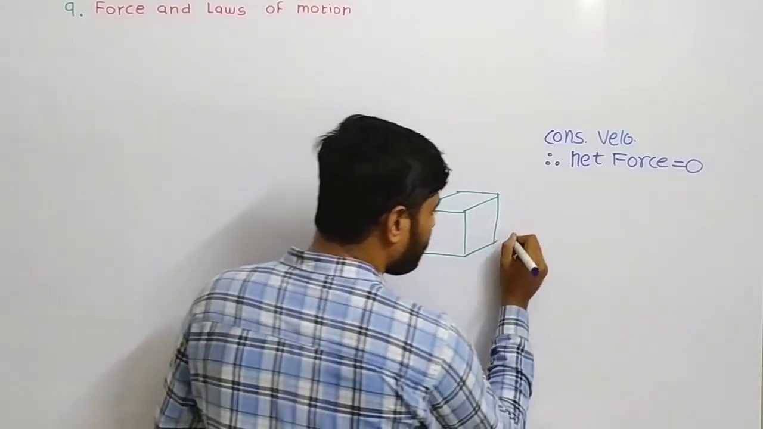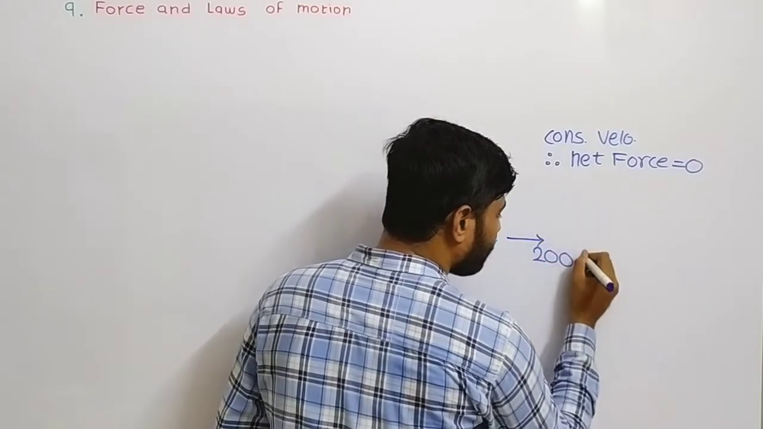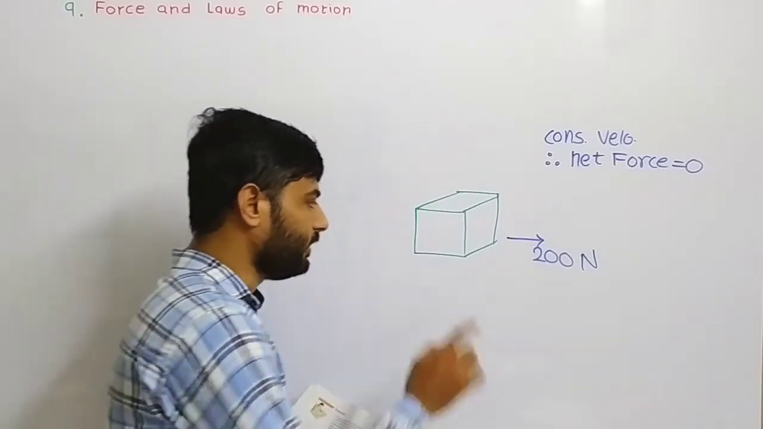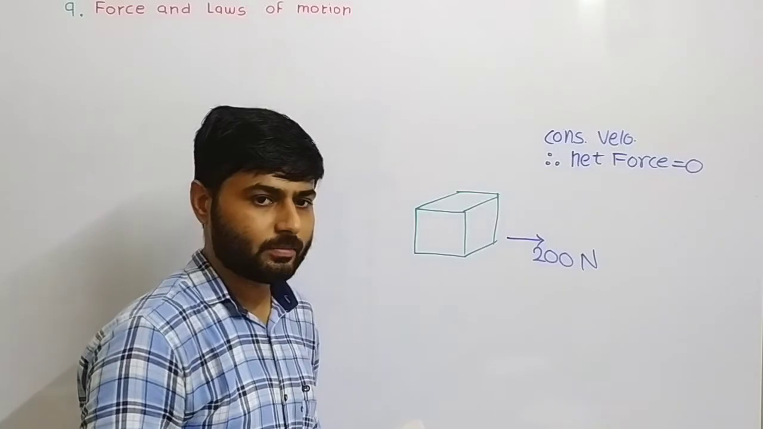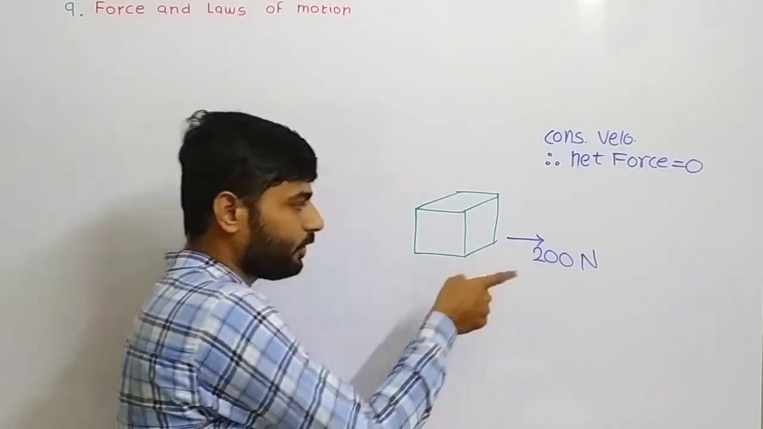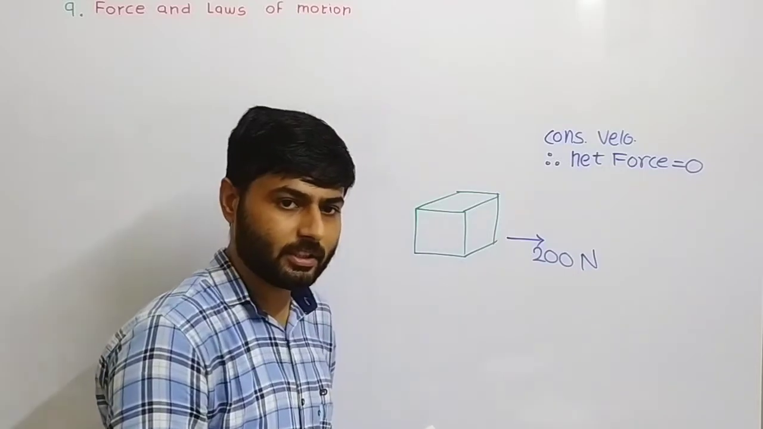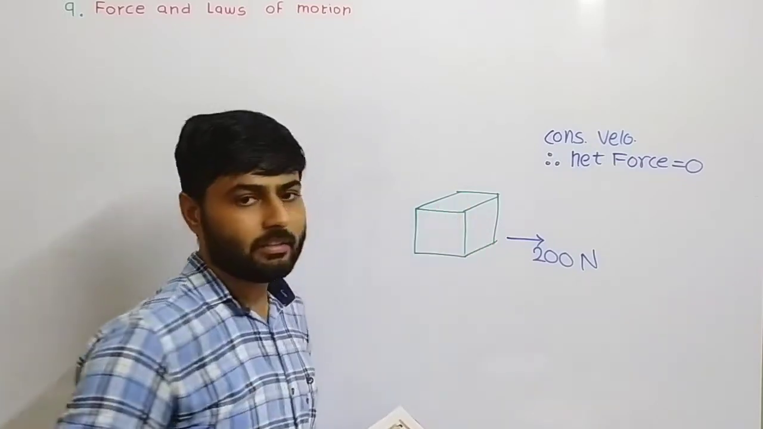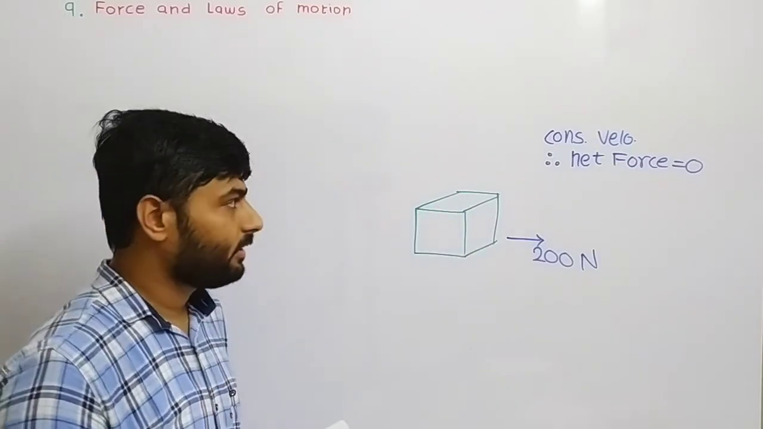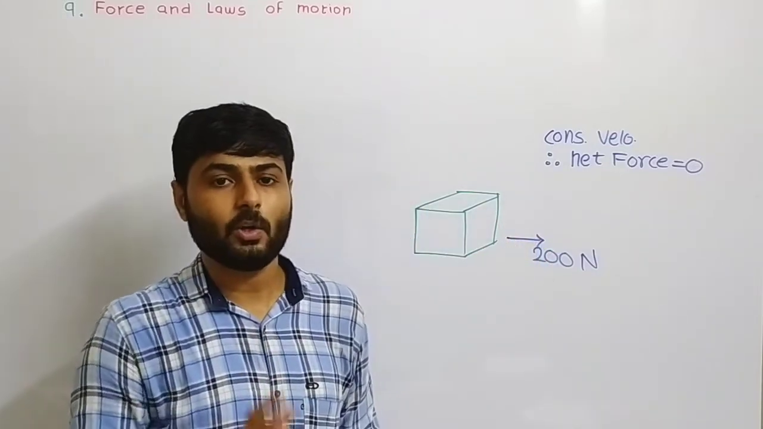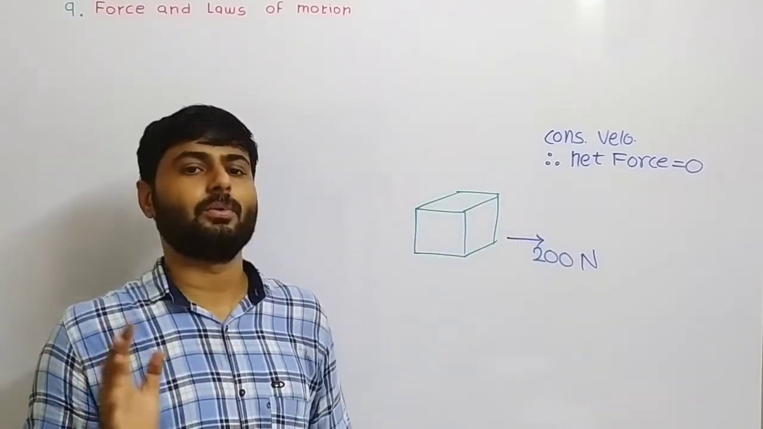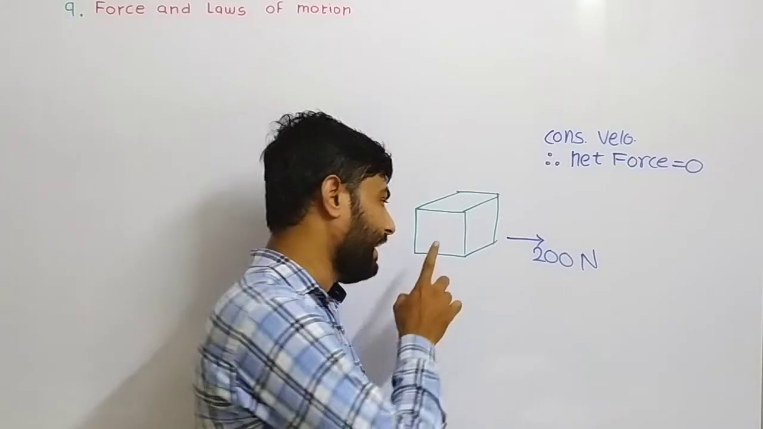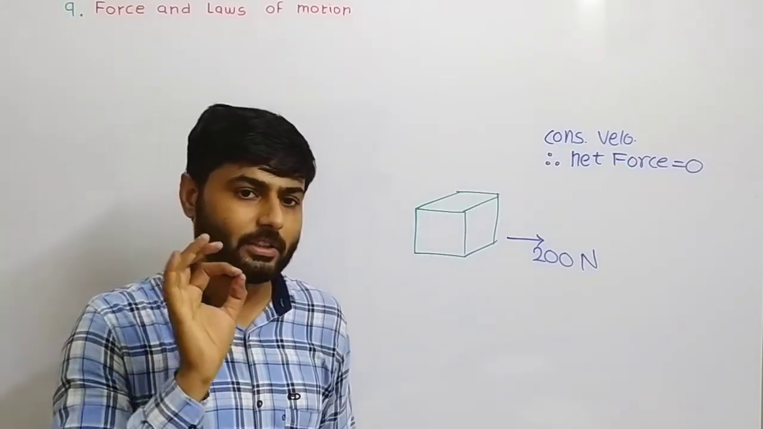We apply 200 Newton force in this direction. Let's say the velocity of this wooden block is in the right side direction. So we have to apply a force of 200 Newton in the right side direction to maintain this block with constant velocity. But we know that to maintain constant velocity, or to maintain a total rest position, the net force on the object should be zero.